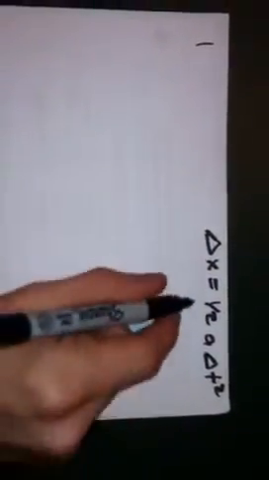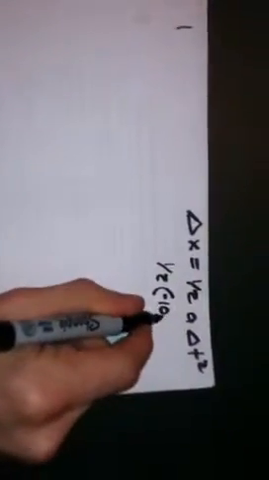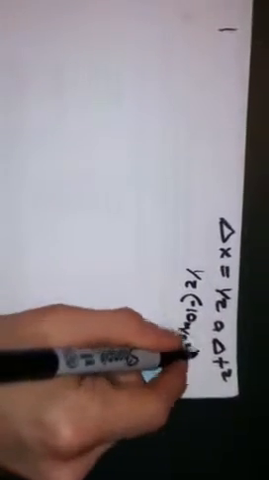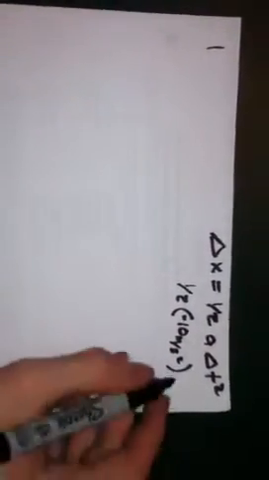So 1/2 times gravity, so -10 meters per second squared, times change in t, which is going to be 6 seconds, squared. Normally you would multiply it out, but if you look at the units, this is second squared on the bottom and this is second squared over 1.